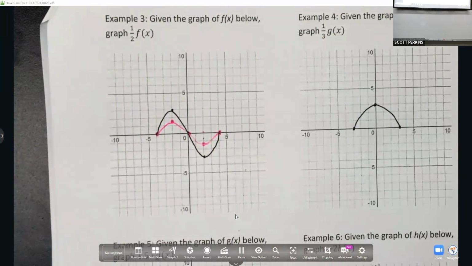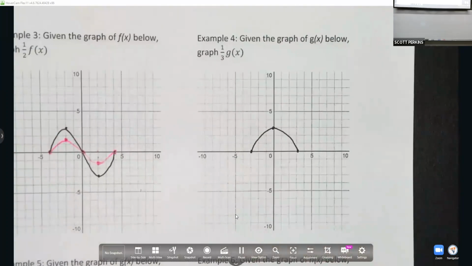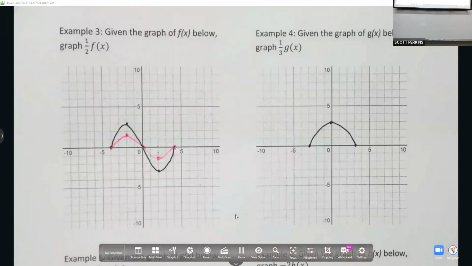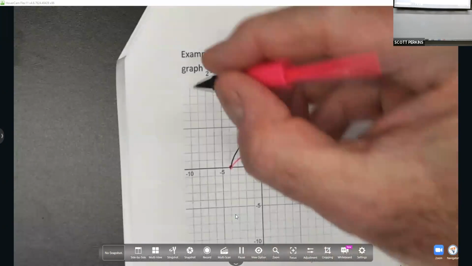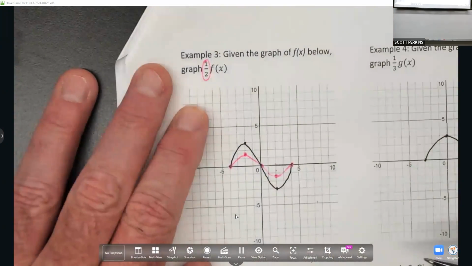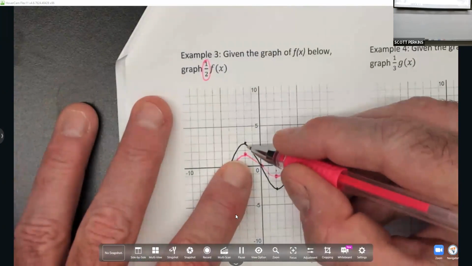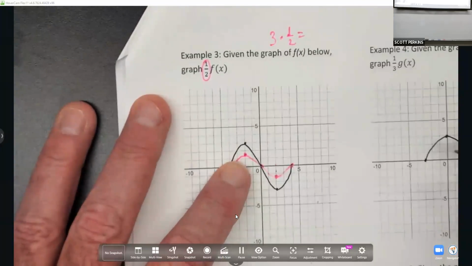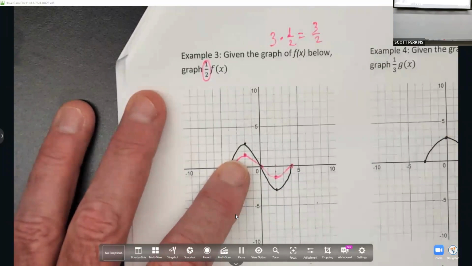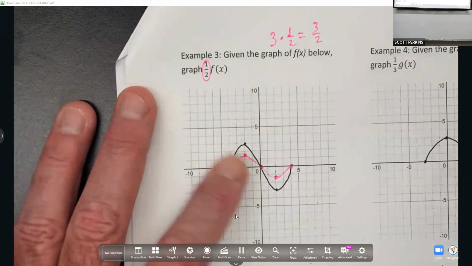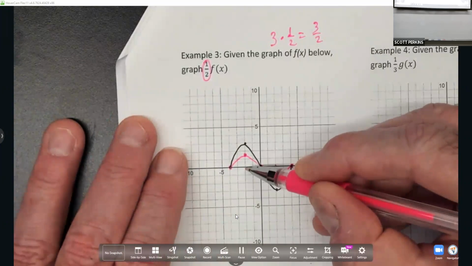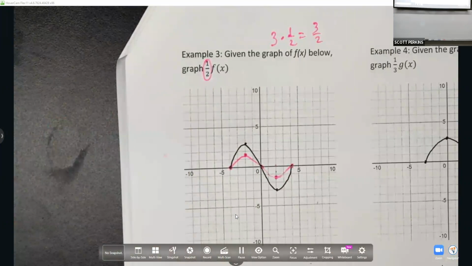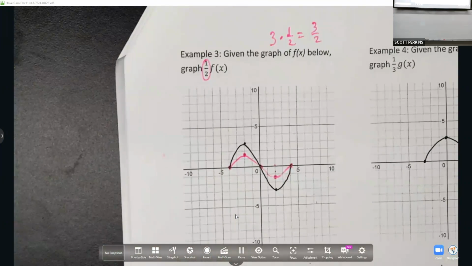Did I answer your question? Great. Good question. Thank you for asking it. No, I'm multiplying 3 by 1/2. So this y value is 3. So 3 times 1/2 or 0.5 becomes 3/2 or 1.5. So that's where my new y value is now, 1.5. The new y value is what you get when you do the multiplication.